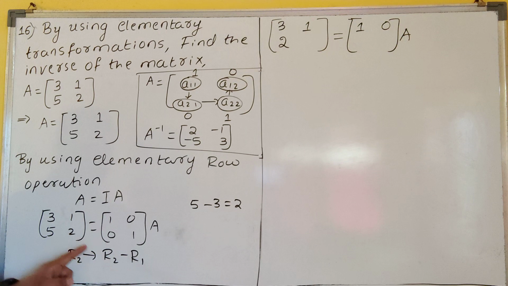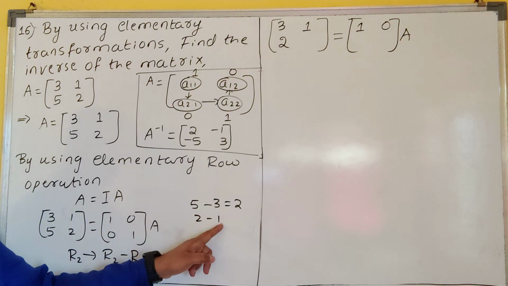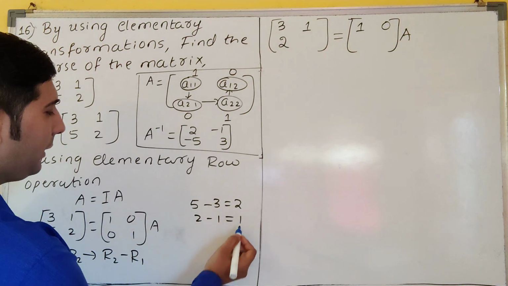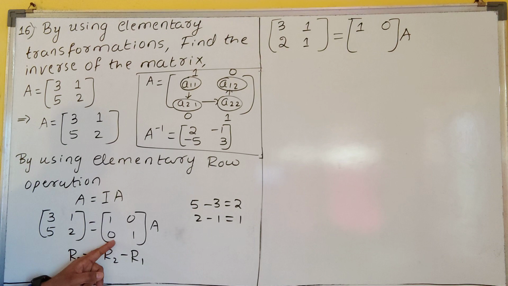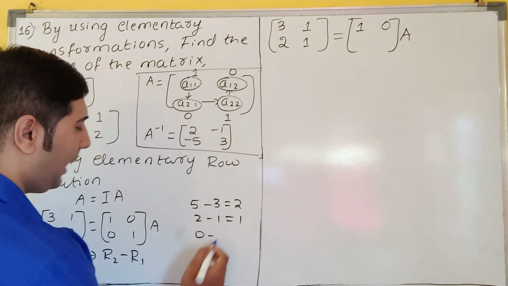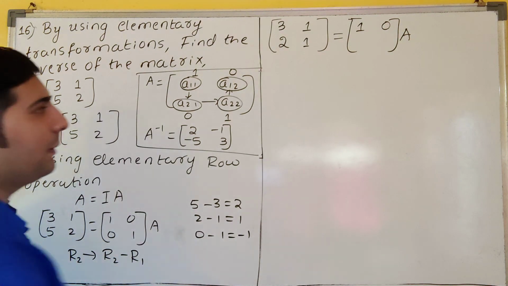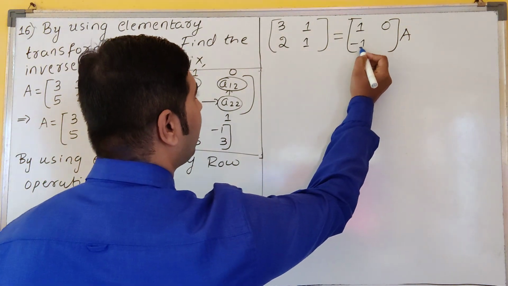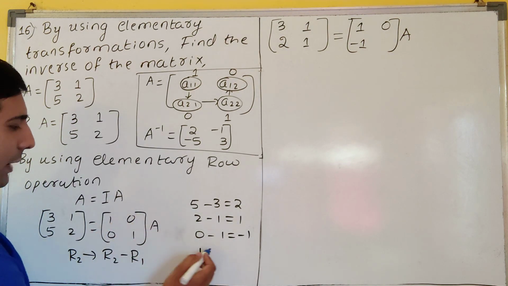So now see, R2 is how much? 2. Minus R1 is 1. So 1 I wrote. 2 minus 1 is 1. 1 I can write. So now see, R2 is how much? 0. 0 minus R1 is how much? 1. 0 minus 1 is minus 1. So minus 1 you write. So R2 is how much? 1 minus R1 is how much? 0.